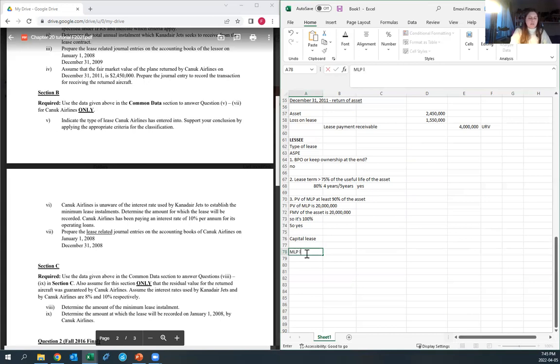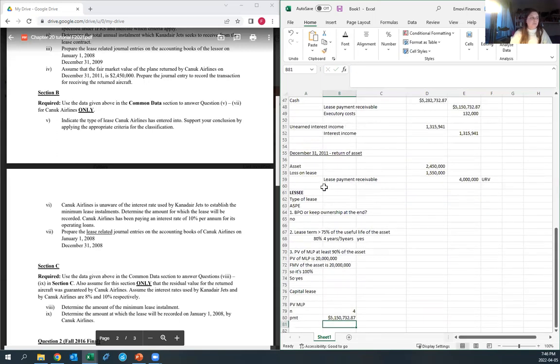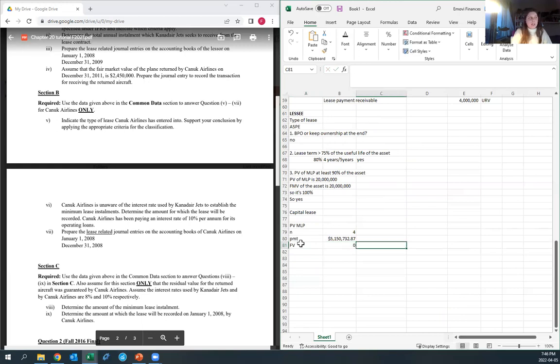So to find the MLP for the lessee, your N stays the same. Your payment, well, I guess it's the present value of the MLP. Your payment is the same because this was in the contract. So it's still the 5,150,000. That doesn't change. The future value is 0 because it's unguaranteed residual value. If there was a guaranteed residual value or a BPO, you would put that here. The rate is 10%, and we find the present value, which is going to be $60,327,000.